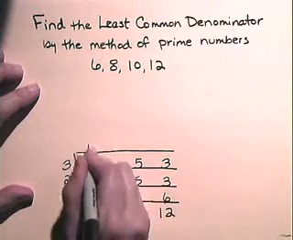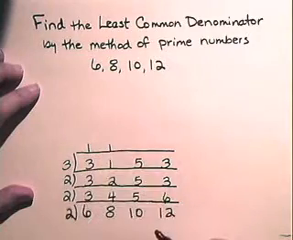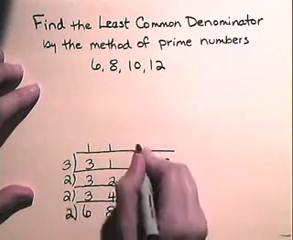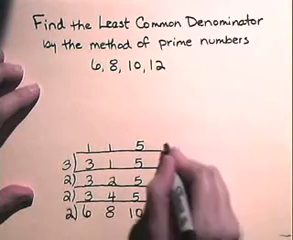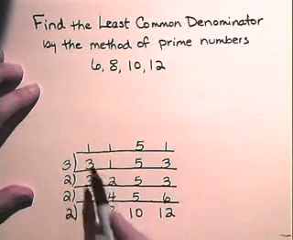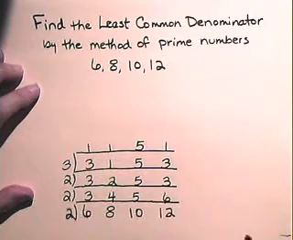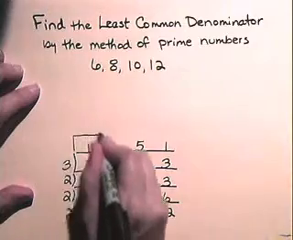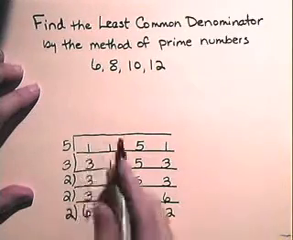3 divides into 3 one time. 3 does not divide into 1, so we bring the 1 up. 3 does not divide into 5, so we bring the 5 up. 3 divides into 3 one time. Now the only prime left that we need to divide by is 5. So we divide this group of numbers by 5.